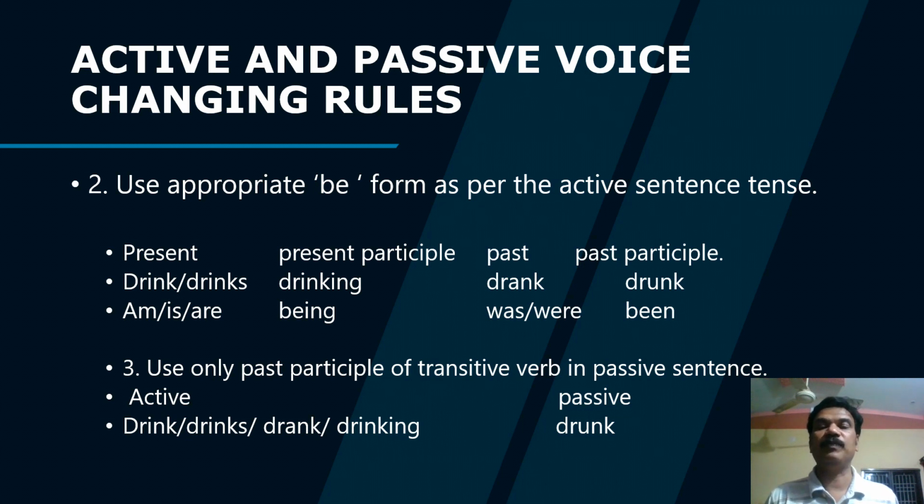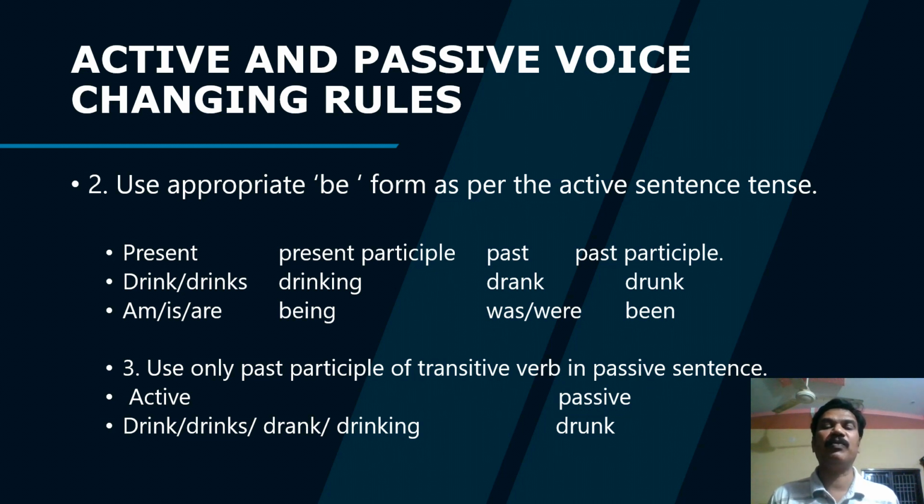Present participle: if there is an ing form, you should use being in passive voice. Past: we have drank. In place of drank, we could use any verb. So immediately you should think about was, were. And past participle means perfect tenses, compulsory been. Okay, keep in mind.